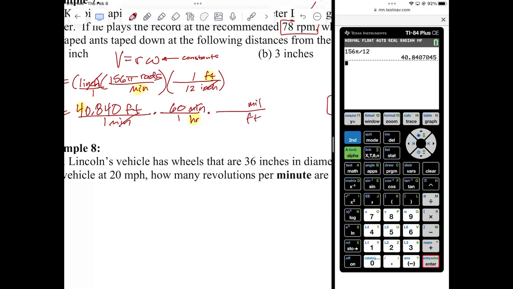And now everyone has to know this conversion factor. I'm not going to give it to you for this short test. What is it? 5280 miles in a foot? 5280 feet in a mile.